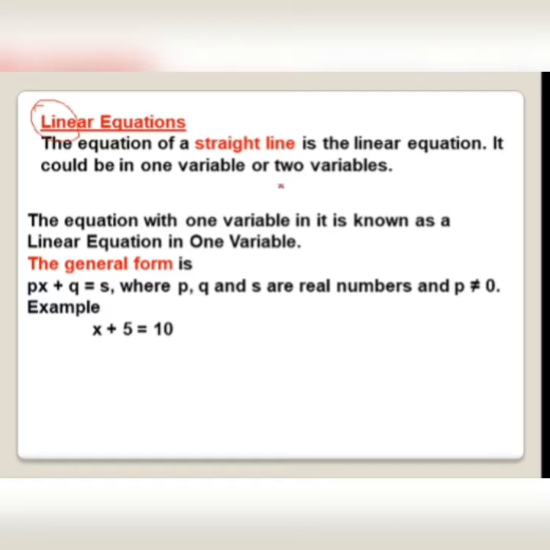It could be in one variable or two variables. So we will now study about two variables. First, if we talk about one variable, what does it mean? That means we will have an equation like px plus q is equal to s, where we will be finding one variable like x only. Where p, q and s are real numbers and p must not be equal to 0, because if p is 0, only constants will be left. So for a linear equation we want one term with x and then a constant term.